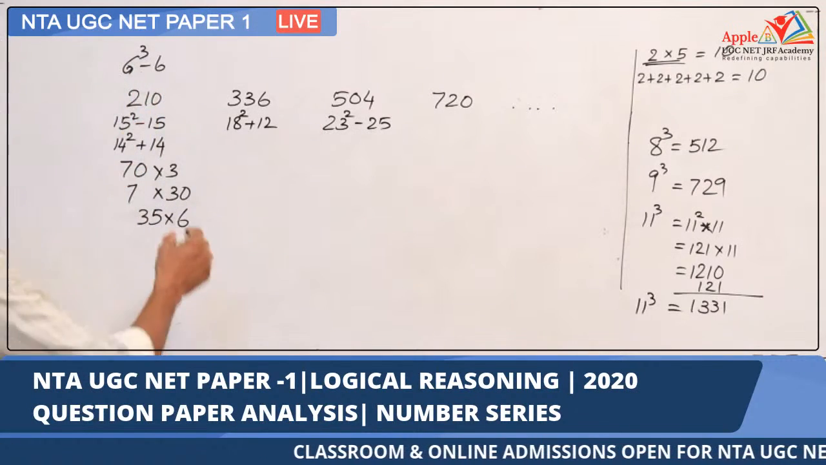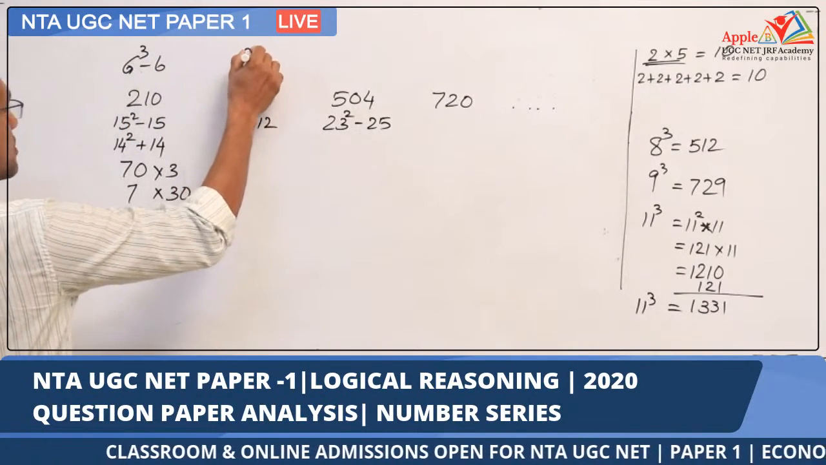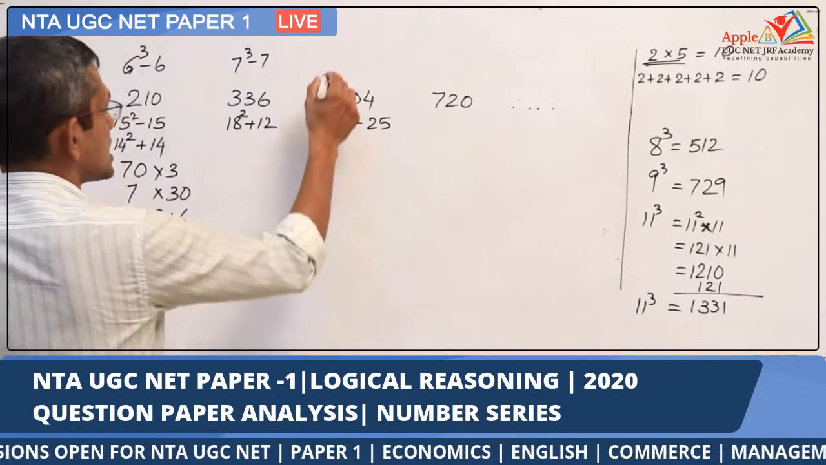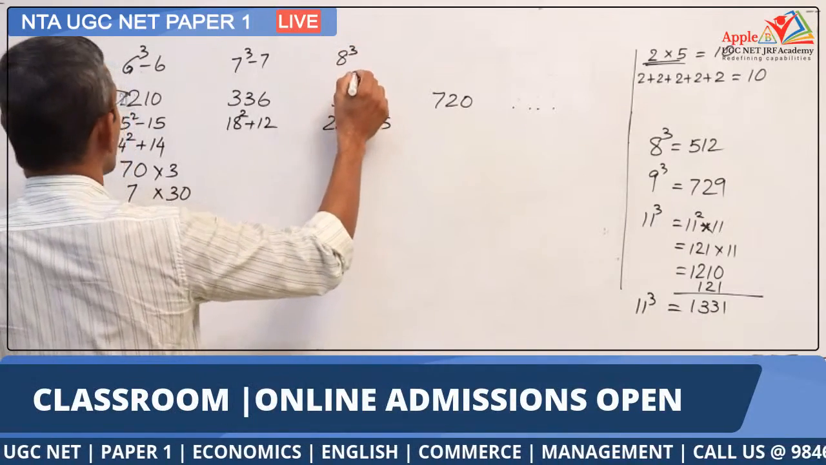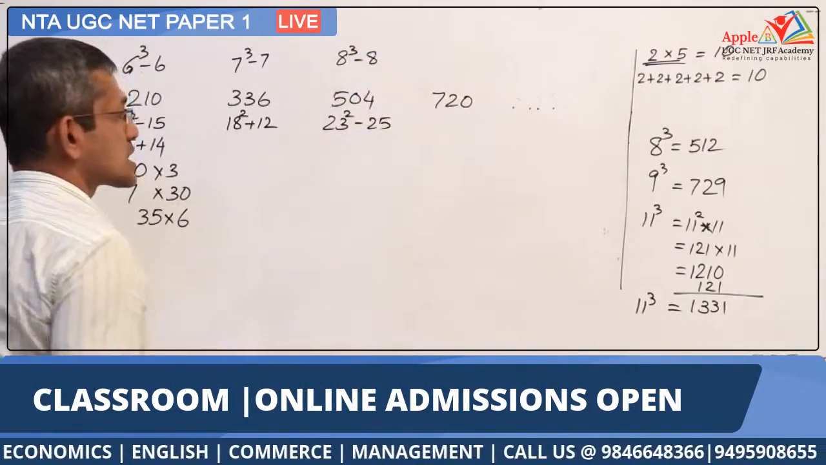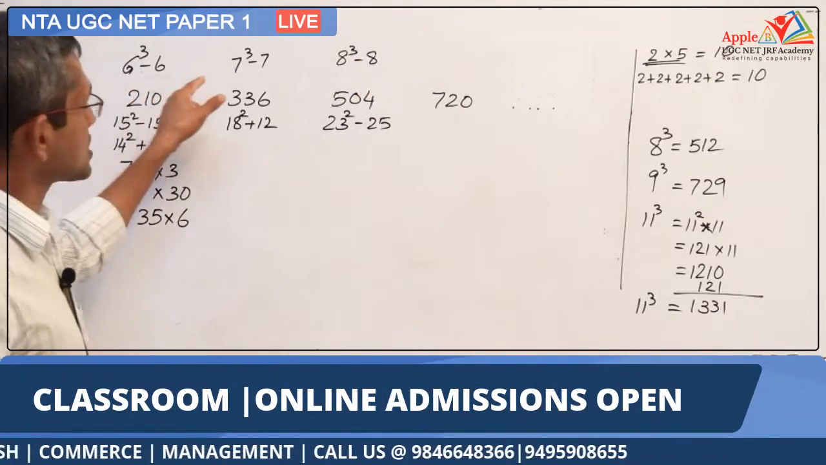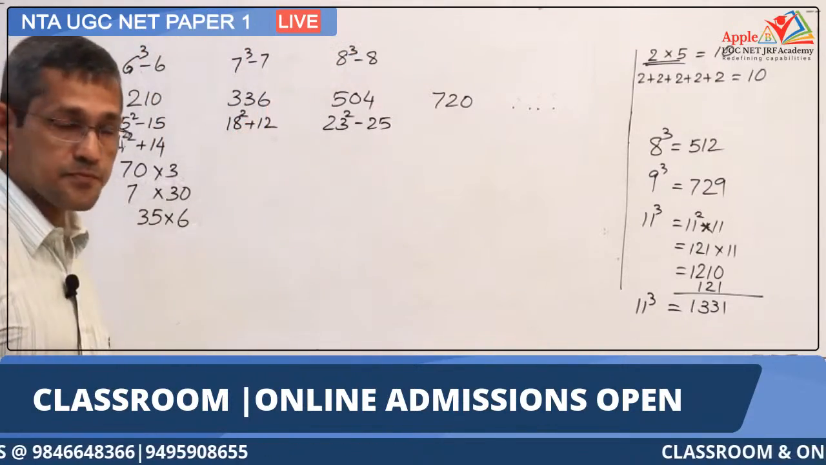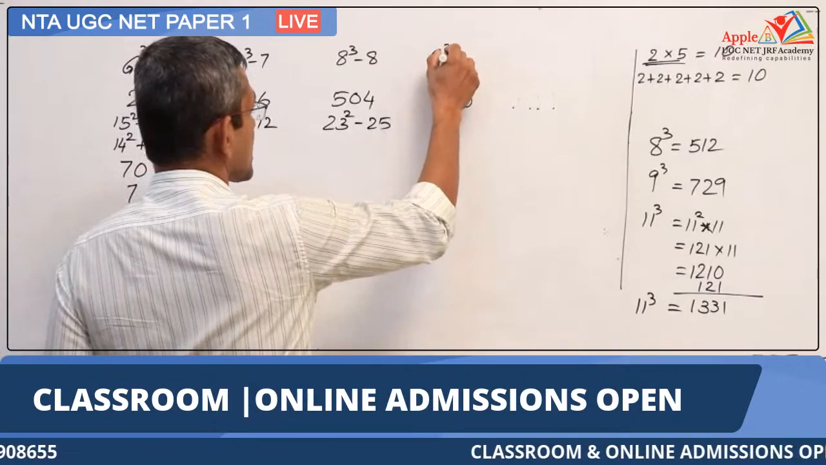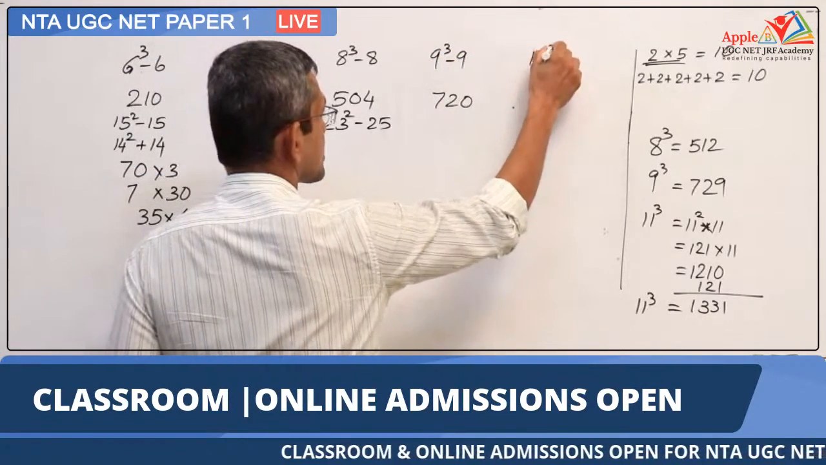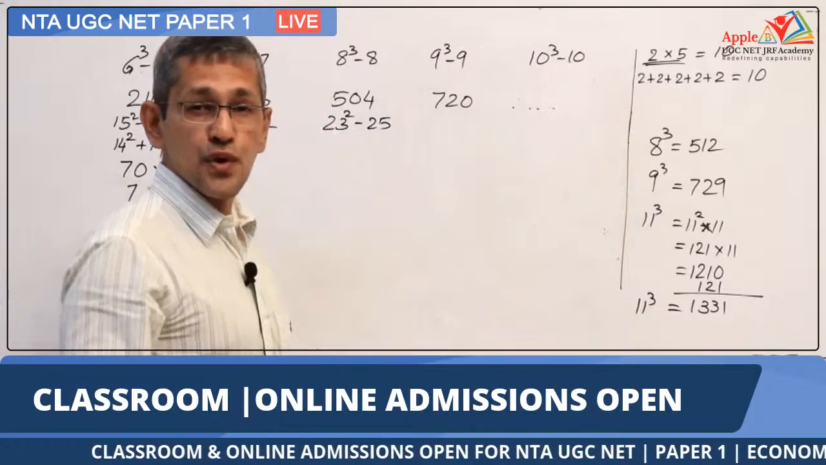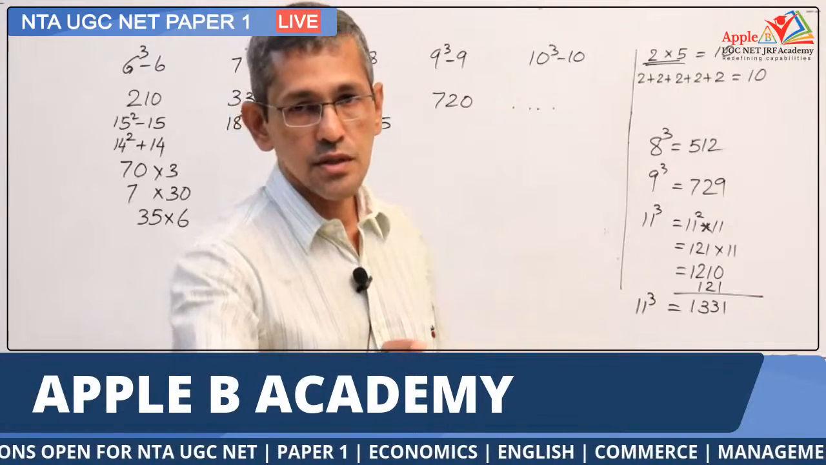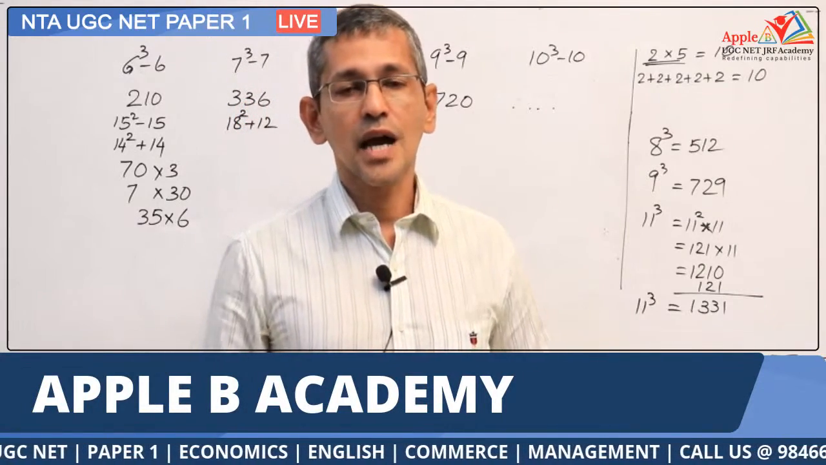Now, how about cubes? 6 cube minus 6. This one must be 7 cube minus 7. 7 cube is 343, and 343 minus 7 is 336. Next one, 8 cube is 512, so 8 cube minus 8 is 504. Of course, that gives us a clear pattern: 6 cube minus 6, 7 cube minus 7, 8 cube minus 8. Next must be 9 cube minus 9, and our answer is 10 cube minus 10. To get that we don't need any confusing calculation. 10 cube, everybody knows, is 1000. So 1000 minus 10, the answer is 990.